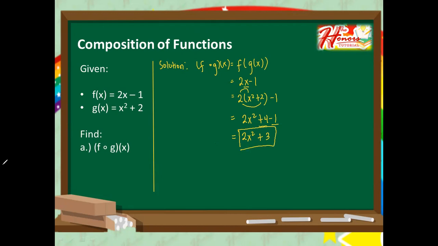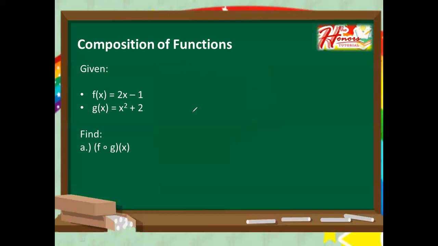Next, letter B. Now we have here the composition g with f of x. So how are we going to solve for it? Actually, it is the same process as letter A. So let's write the solution first.